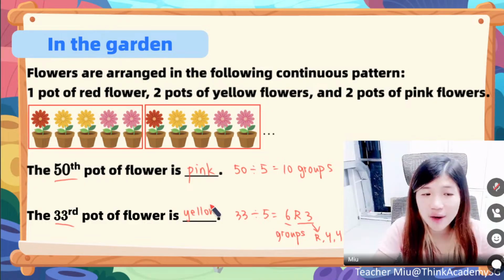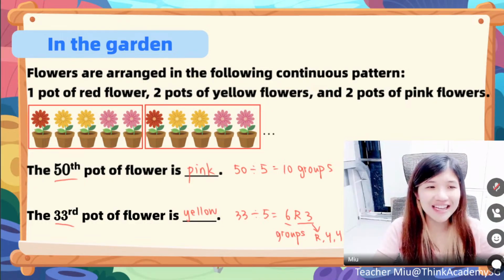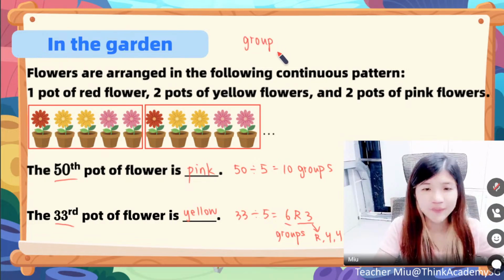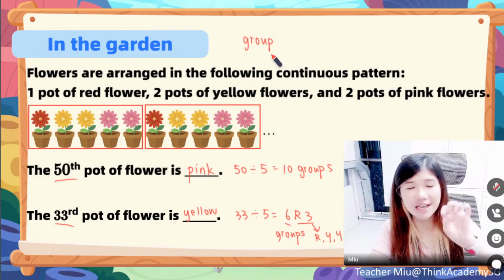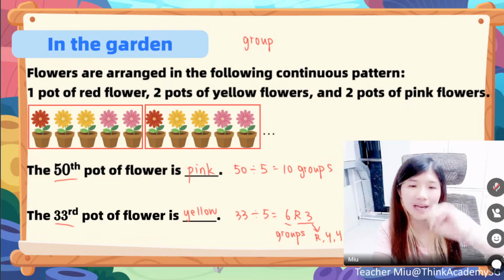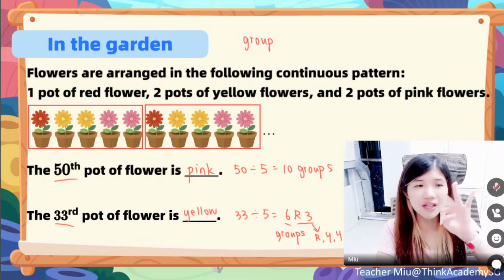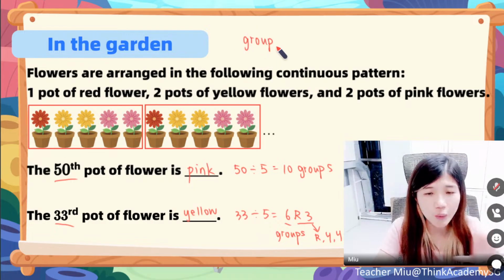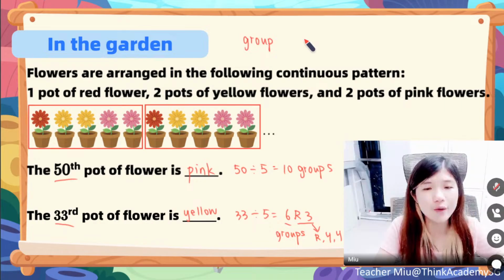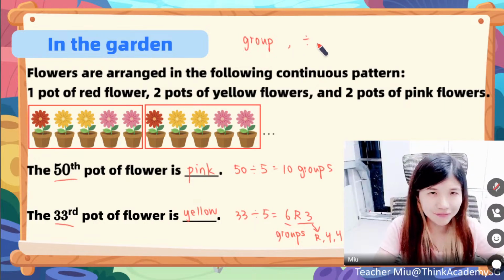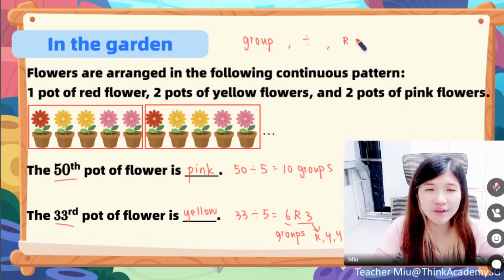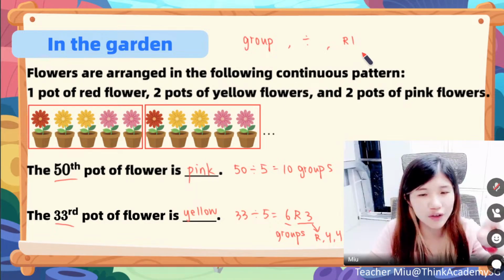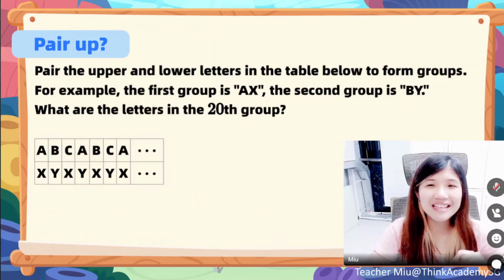This is a very, very basic periodic question. You first find out the pattern group. How many such things are in a pattern group? For example, red, yellow, yellow, pink, pink are in one group. Then you find out how many groups by using division. If there is a remainder, like remainder 1, then you count 1. Like remainder 2, then you count 2. Then let's continue to go further.